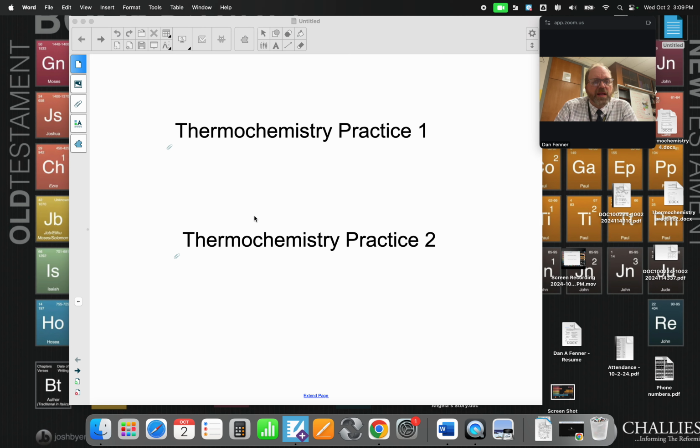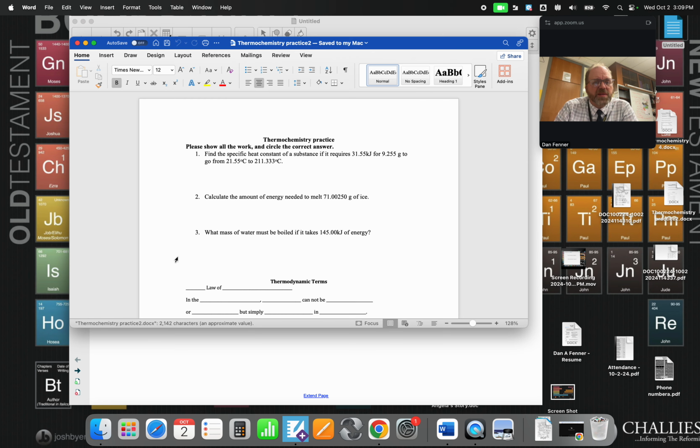And let's go to the second practice set. So find the specific heat constant of a substance if the substance requires 31.55 kilojoules of energy for 9.255 grams to go from 21.55 degrees Celsius to 211.333 degrees Celsius. So we're finding C. It's not water this time.